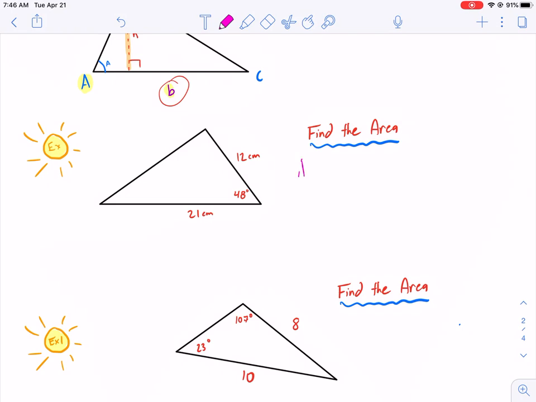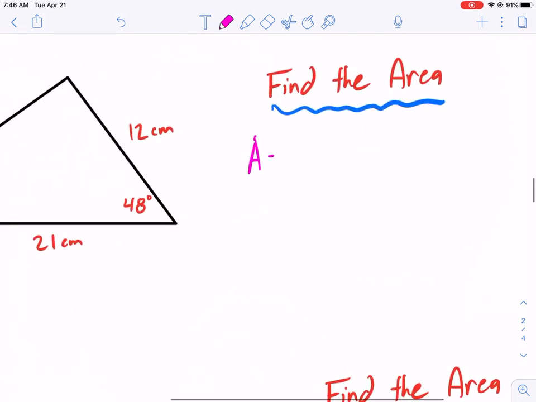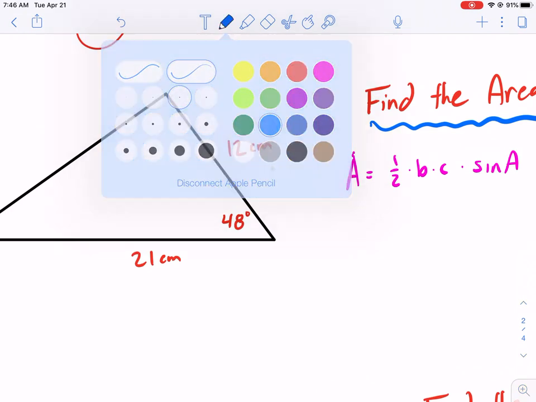So area equals 1/2 BC times sine of A. Now, labeling is going to be very important in this. So I'm going to use blue to label.